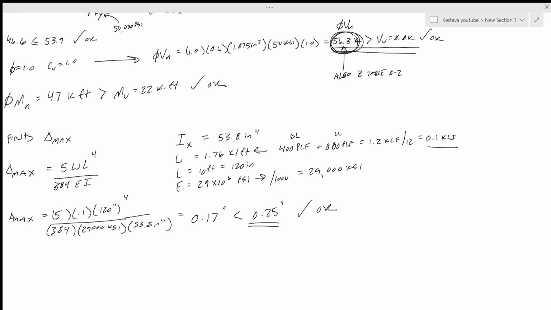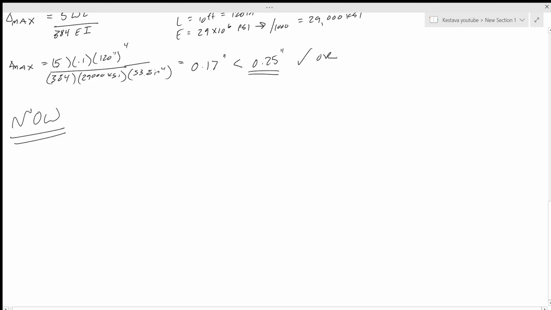So now, the contractor wants to make a 6-inch diameter penetration at midspan of the beam, at the center of the beam.